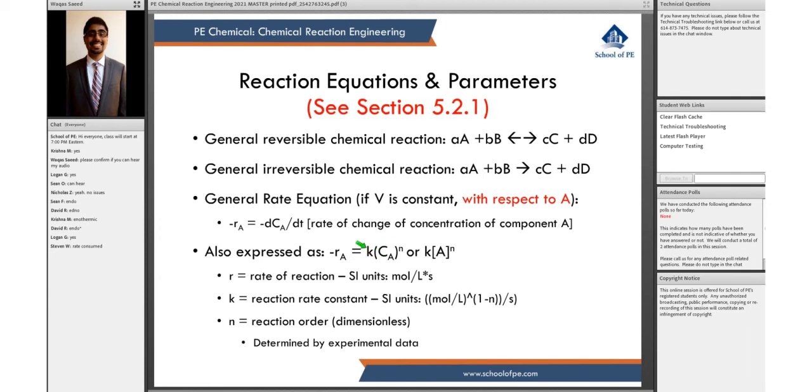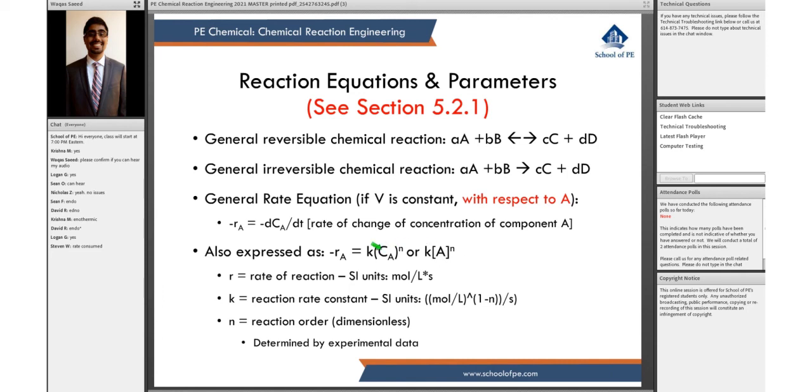k is your reaction rate constant. C sub A is your molar concentration. And when I say molar concentration in SI units, that's always moles per liter. That's the standard units you'll see on the exam. n is the reaction order. The reaction order is either given to you in the problem statement, or you have to determine it by looking at either the equation or the reaction rate constant, and we'll go through some problems on how you determine what the reaction order is.